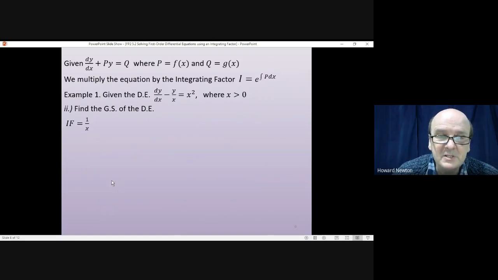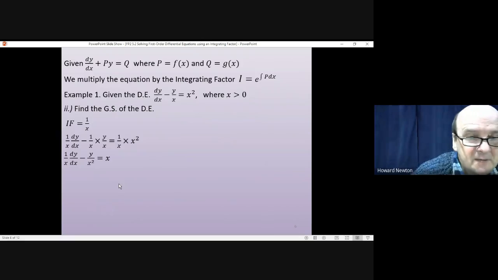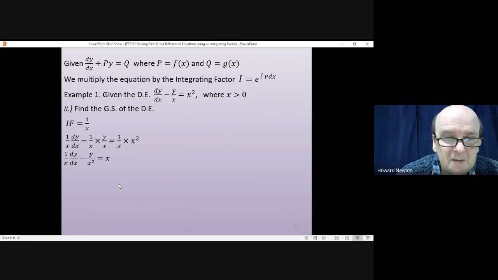The next thing is to use that integrating factor to work out the general solution. The way we use it is we multiply through every term by 1 over x. So 1 over x times by dy dx minus 1 over x times y over x equals 1 over x times x squared. And tidying that up gives us 1 over x dy by dx minus y over x squared is equal to x.